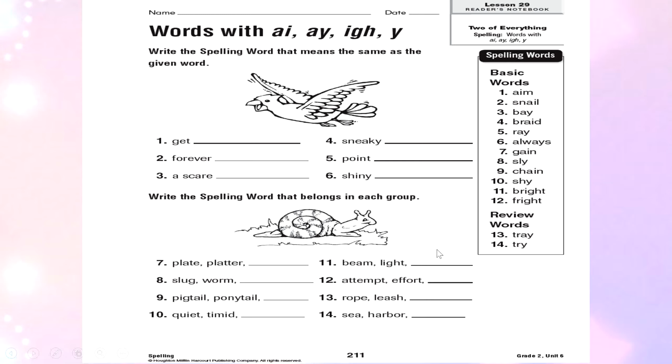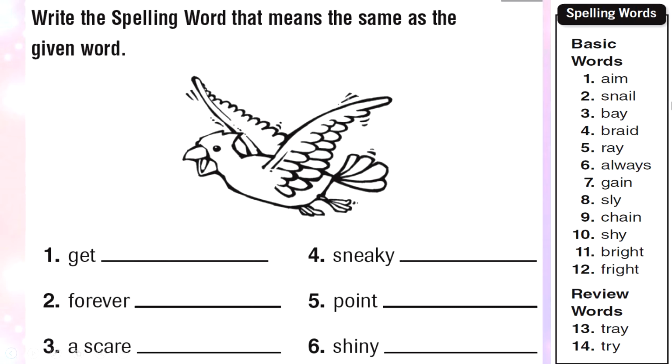Now let's do some easy exercises on page 211. Take your time to find it, pause the video. Now let's read the word list of the main spelling words. Aim, snail, bay, braid, ray, always, gain, sly, chain, shy, bright, fright, tray, try. Now please pause the video and practice reading the words.